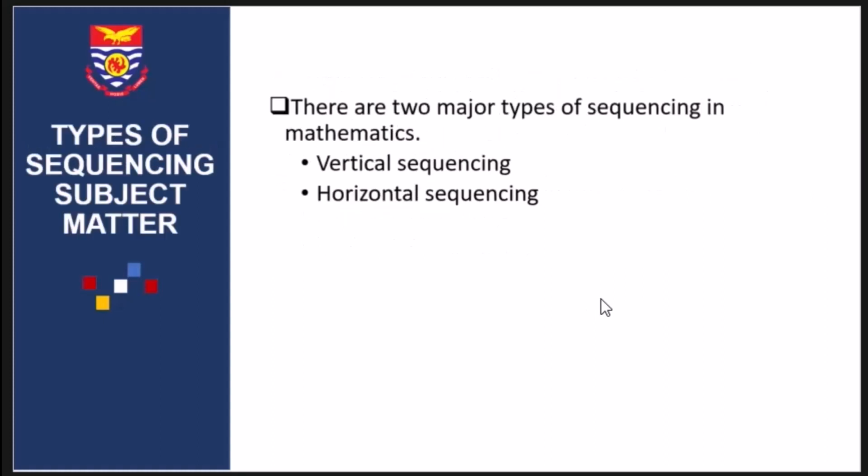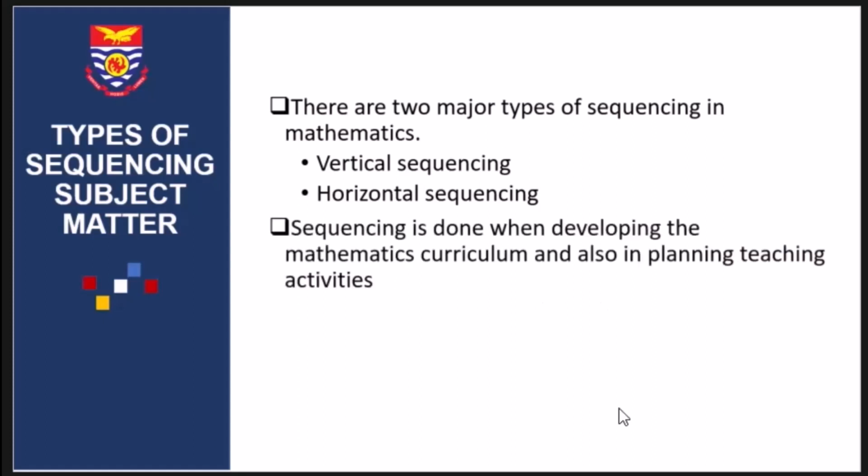So as I said in the introduction, we have two major types of sequencing in mathematics, vertical sequencing and horizontal sequencing. Now, when is this sequencing done? Sequencing is done when developing the mathematics curriculum. So when the mathematics curriculum developers are developing the curriculum, they use sequencing of topics. And then when we as teachers plan our teaching activities, we also use sequencing.